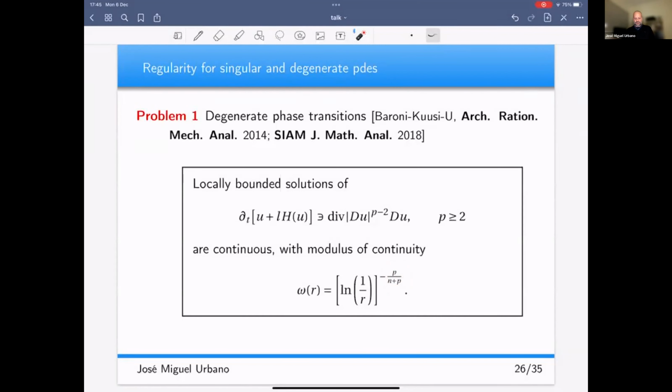So this is a quantitative result. Of course, we don't know if this is optimal. I mean, we would have to have a counterexample, but we believe this is pretty much the optimal modulus of continuity. This has been recently extended by other people, for example, to cover the case p less than 2, the singular case, and also other types of boundary conditions that we did not consider in our paper. Okay, thank you very much.